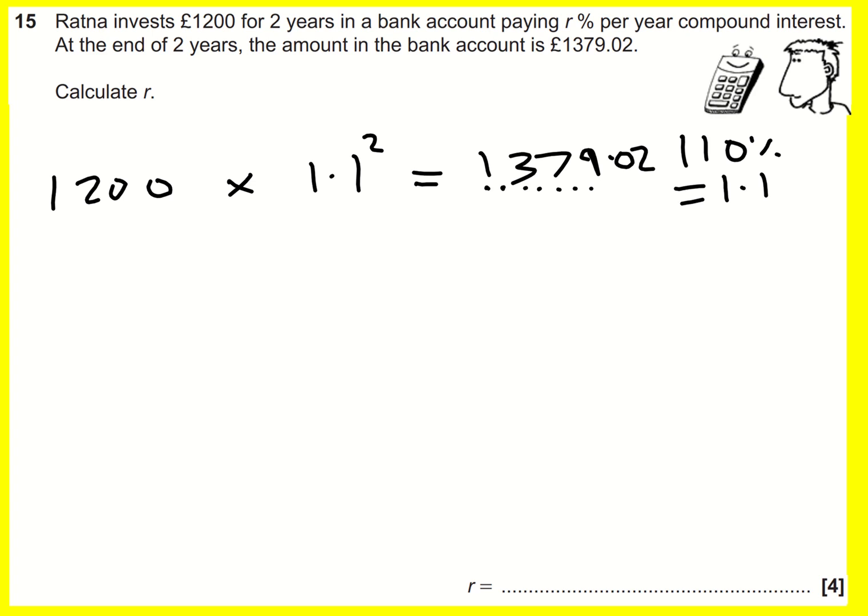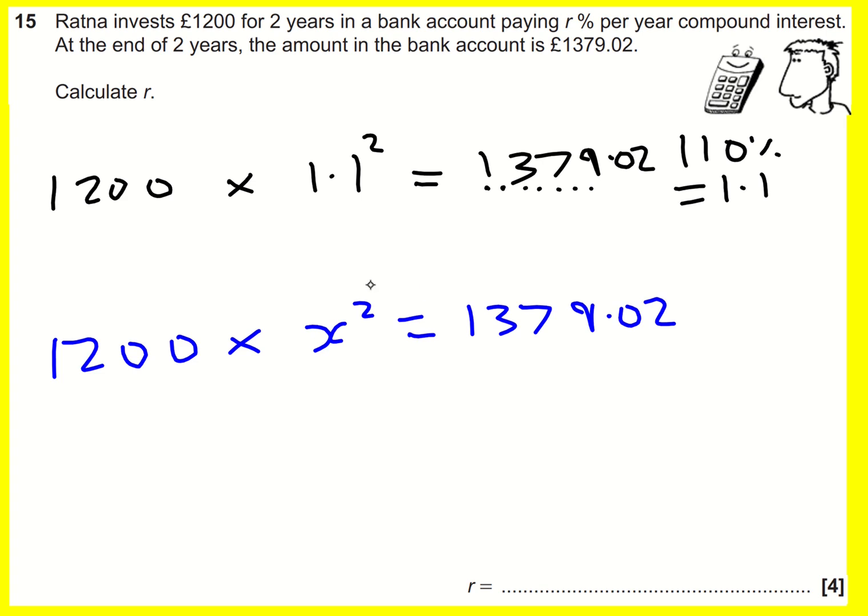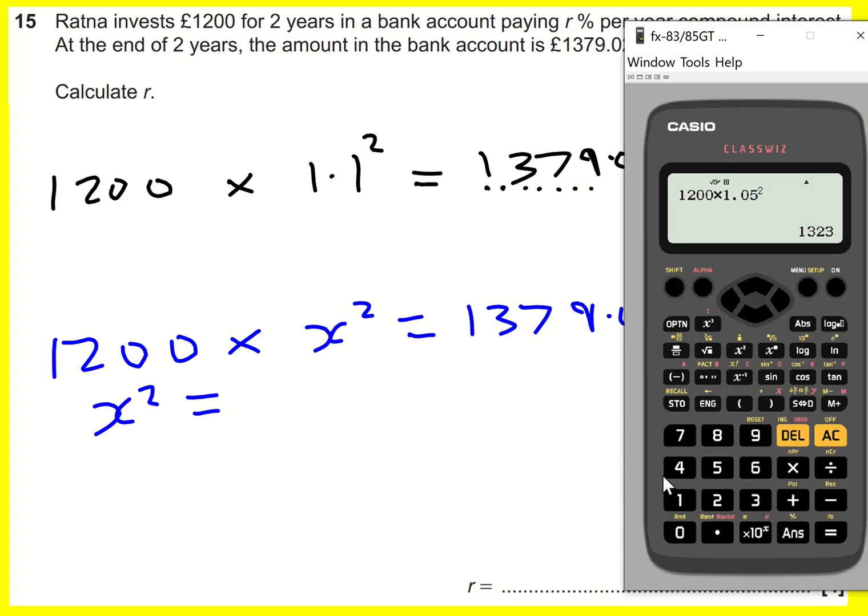There's going to be a better way, and this better way is to do what I've just basically said, 1,200. But now I don't know what my multiplier is, so it says r%. I'm going to call my multiplier x, so 1,200 times x squared equals 1379.02. I've created an equation, and now I need to solve it for x. So I can rearrange it. I can divide by 1,200 to get my x squared.